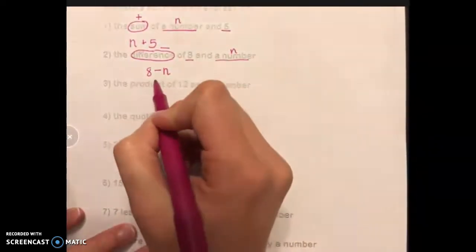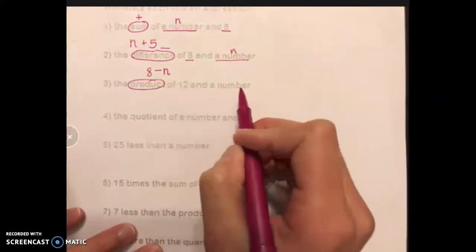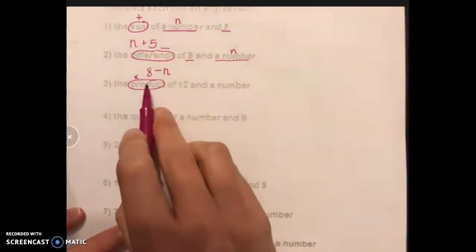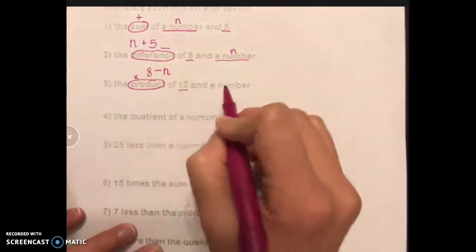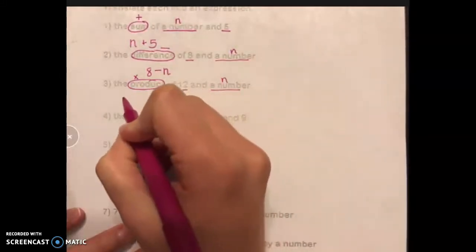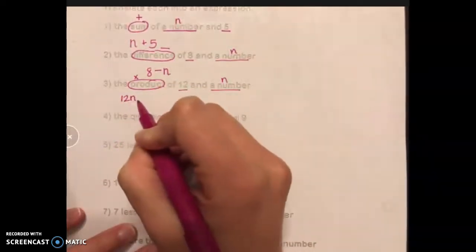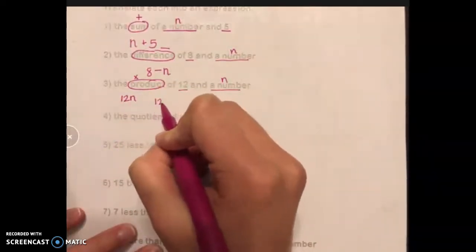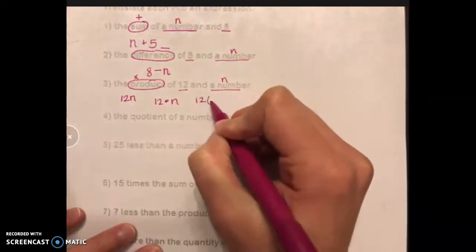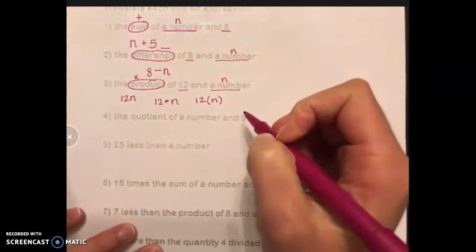Number 3, the product of 12 and a number. For me, finding the product is something we're going to be multiplying. So we're going to multiply 12 and a number. We can represent that a couple different ways. You know we can do 12 right next to n because that means to multiply. We could also do 12 times n. We could do 12 parentheses n. All of these mean to multiply.